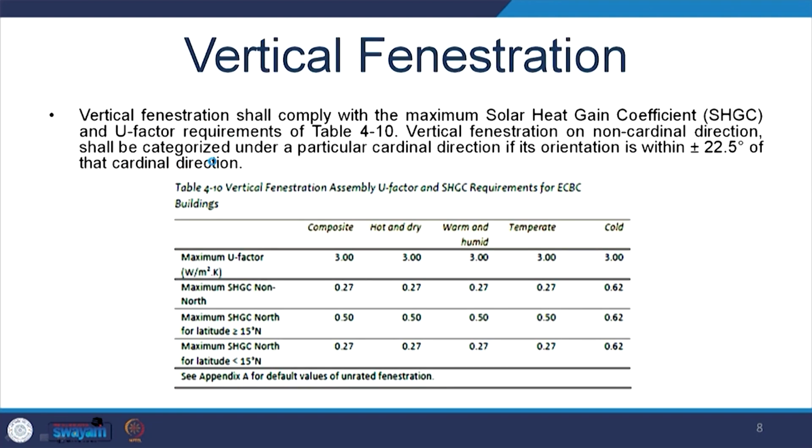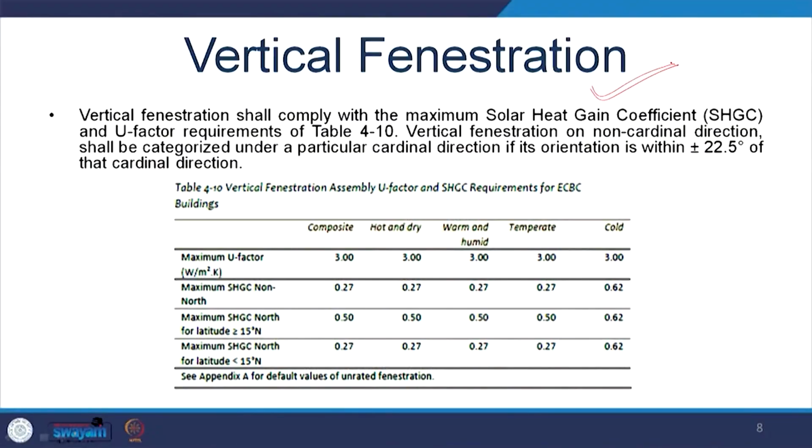The next component, which is also very important, and a lot of work is required here because a lot of heat transfer is possible through the vertical fenestration. We are talking about largely glazed windows here. So, when we are talking about vertical fenestration, we have two requirements. One is the assembly U factor, which is the U factor taking into account both glass and frame, and we also have the SHGC requirements for the same fenestration.